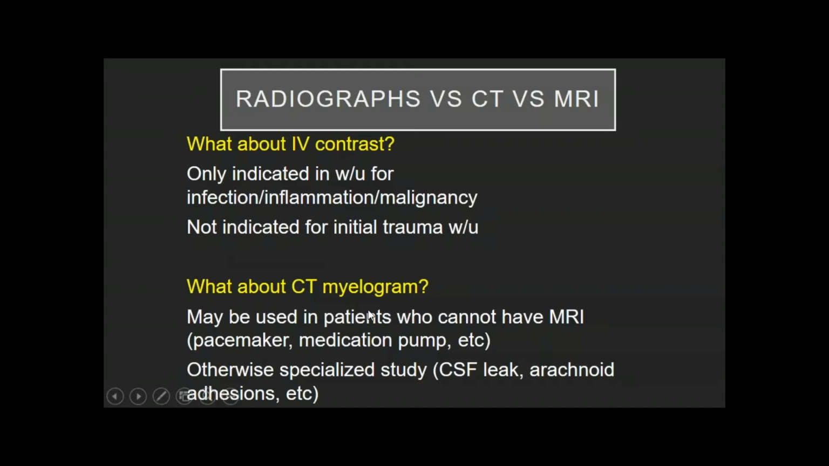What about a CT myelogram? A lot of people ask about CT myelogram. For those of you that don't know what a CT myelogram is, it's when we put a needle in the spinal canal and we inject contrast to make the spinal canal light up. The only time we would use this is in a patient that cannot have an MRI, because an MRI is generally always going to be better than a CT myelogram. Otherwise, we use it in very specialized studies to look for CSF leak and arachnoid adhesions, and all of that is kind of beyond the scope of this lecture. But again, a CT myelogram is never going to be a first-off study for just about anything.